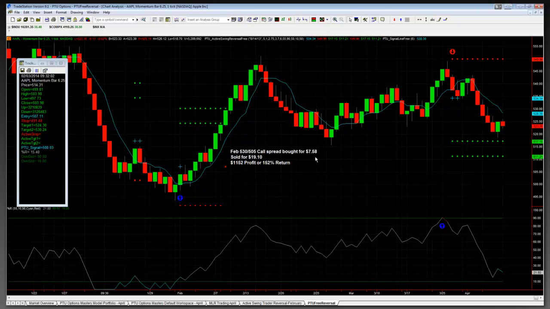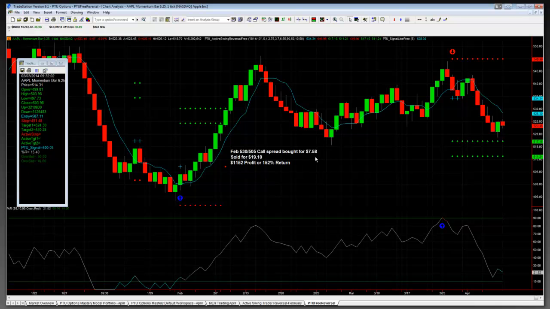Now you can trade mini options here on Apple. If $758 is still a little rich for your account, not a problem. The mini options represent 10 shares of stock, so you can get in for a tenth of the cost. So regardless of account size, you have the ability to place this type of a trade.